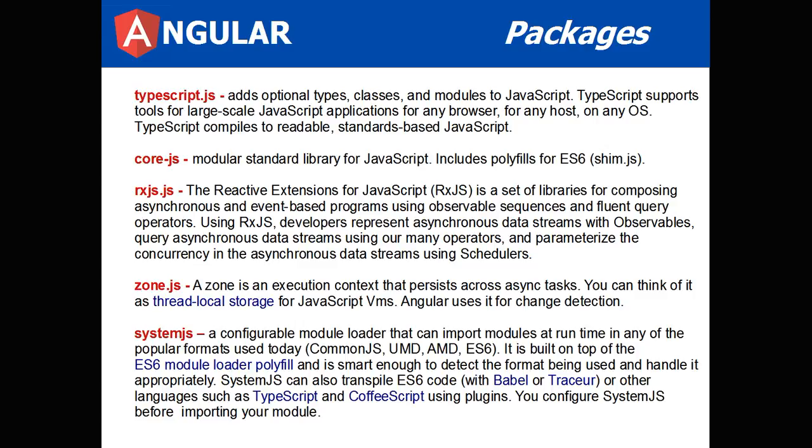System.js is a configurable module loader that can import modules at runtime in any popular formats used today. Common.js, the universal module definition, the AMD, the ES6. It's built on top of the ES6 module loader polyfill and is smart enough to detect the format being used to handle it appropriately. System.js can also transpile ES6 code using languages like TypeScript.